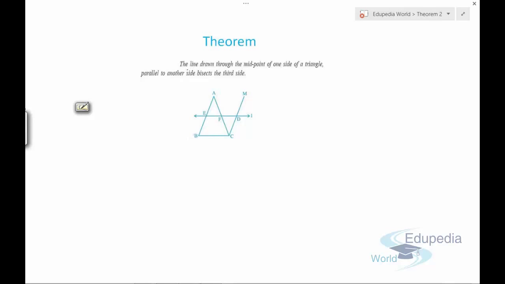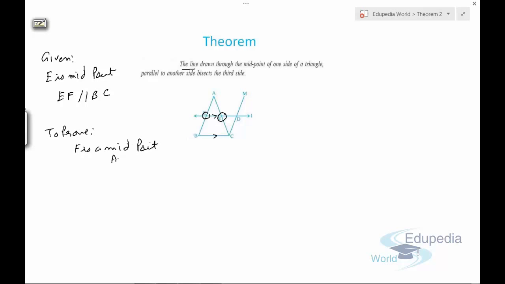So the theorem says that the line drawn through the midpoint of one side, let's say this is a midpoint, and parallel to another side, so this line is parallel to this side, bisects the other side. Now we need to prove that F is a midpoint. So let's discuss what is given. It's given that E is a midpoint and EF is parallel to BC, and we need to prove F is a midpoint, or we can say AF equals FC. So let's discuss the proof now.